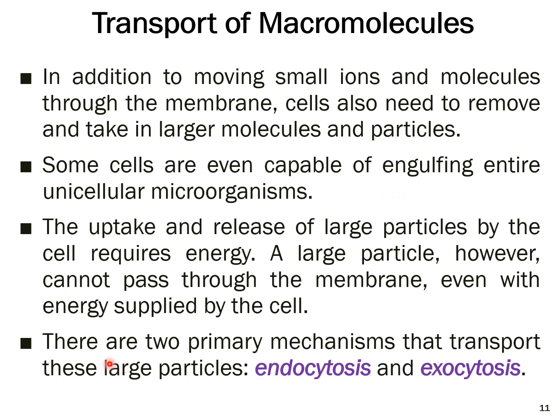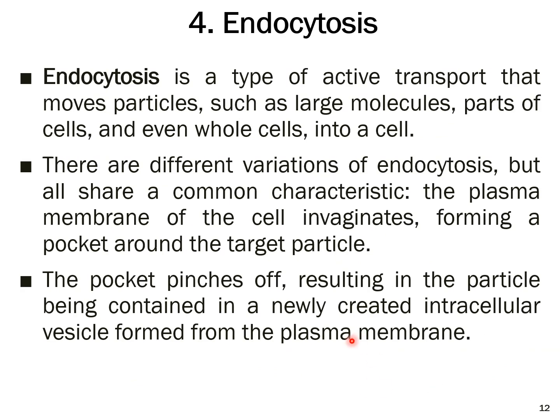These are two primary mechanisms which are called endocytosis and exocytosis. Endocytosis is used to take in materials inside the cell, and exocytosis is used to move materials outside the cell. The first one is endocytosis. Endocytosis is a type of active transport that moves particles such as large molecules, parts of cells, and even whole cells into a cell.